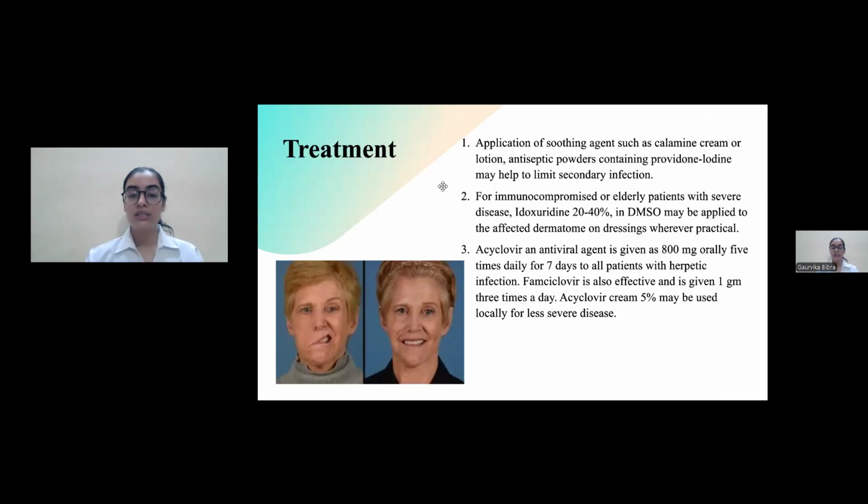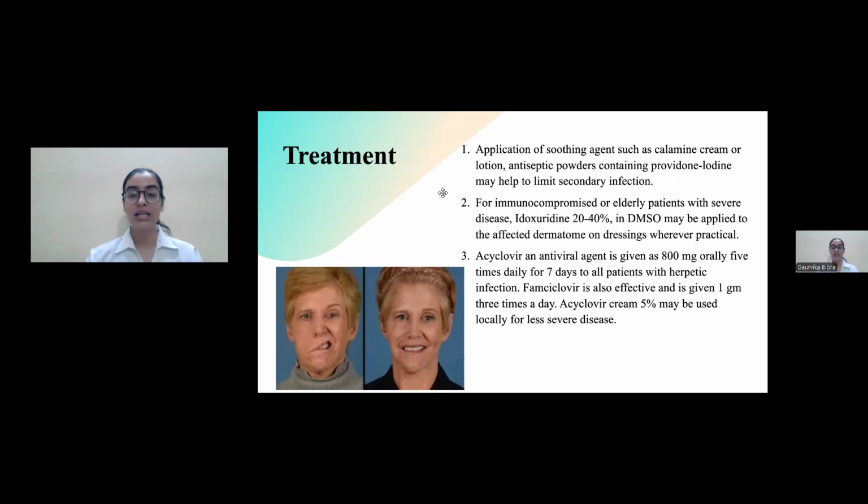We could also give some application of soothing agents such as calamine cream or lotion, and antiseptic powder containing povidone-iodine may help to limit secondary infection. For immunocompromised or elderly patients with severe disease, idoxuridine 20 to 40% in DMSO may be applied to the affected dermatome on dressing whenever practical. We can also give antiviral drugs such as acyclovir, given as 800 mg orally 5 times daily for 7 days to all patients with herpetic infection.